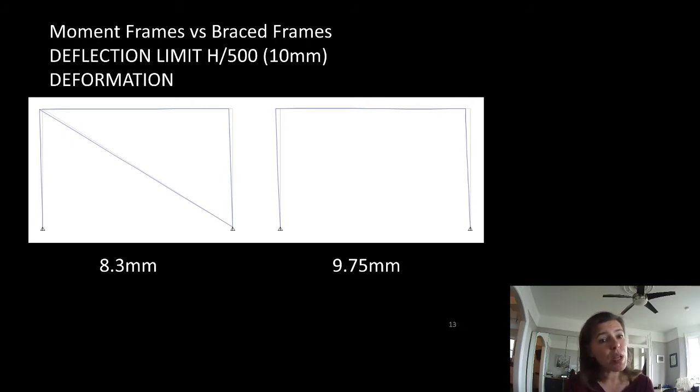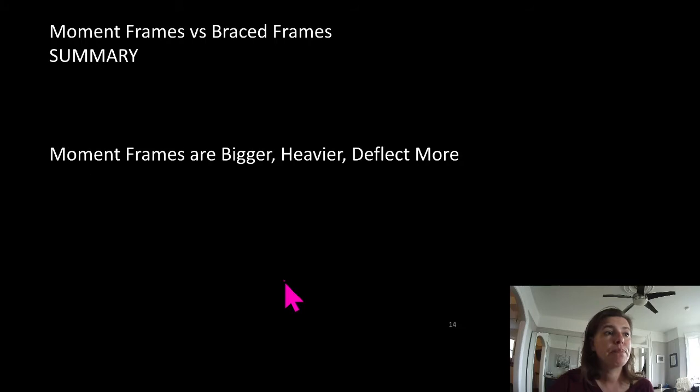So moment frames aren't a place we start. They're kind of a last resort if you have other criteria. Maybe you need that door there. Maybe there's something happening there. Maybe that is the entrance to your store. There are good reasons you wouldn't do it, or good reasons why you would do a moment frame. Let's take a look at a few other interesting things that you can do or think about with a moment frame. Well, in summary, they're bigger, heavier, and deflect more. I think I already said that.